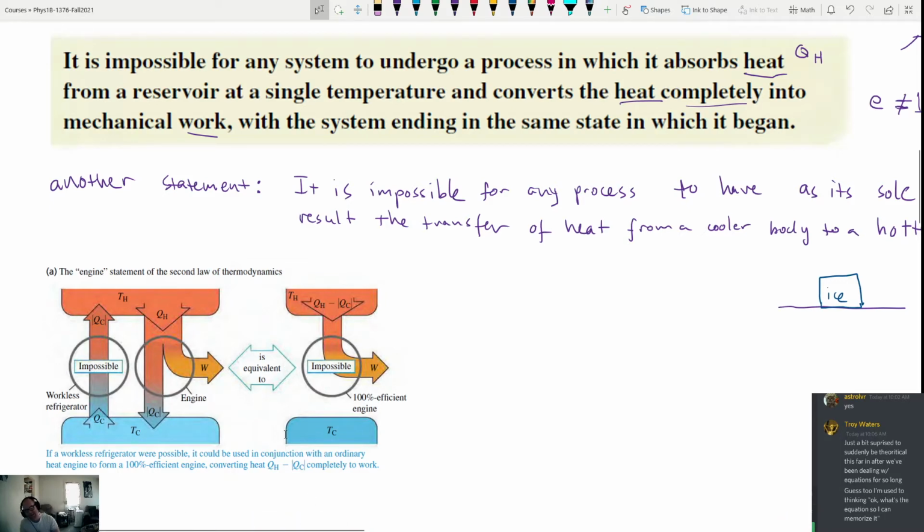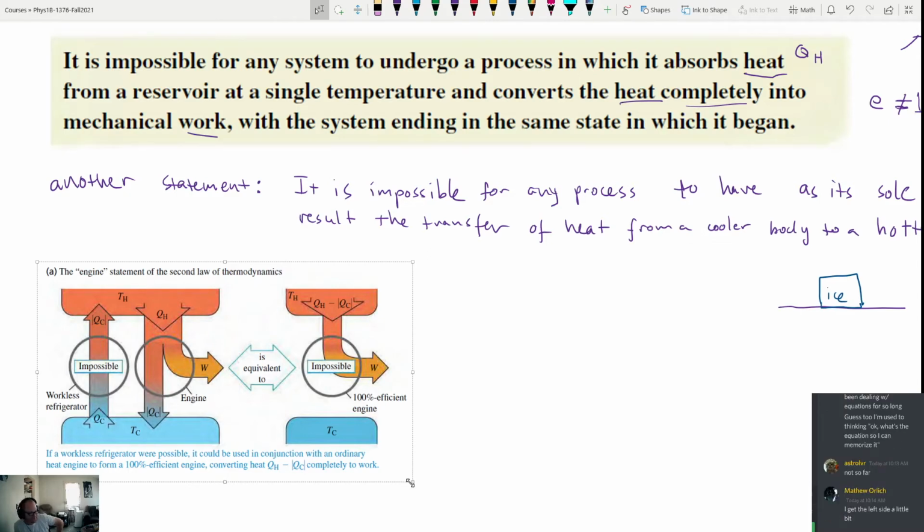Boy, I gotta say, looking at this picture doesn't really make things clear to me. It just makes me more confused. Well, do you all understand this? Maybe one of you can explain it to me. If a workless refrigerator were possible, it could be used in conjunction with an ordinary heat engine to form a 100% efficient engine.